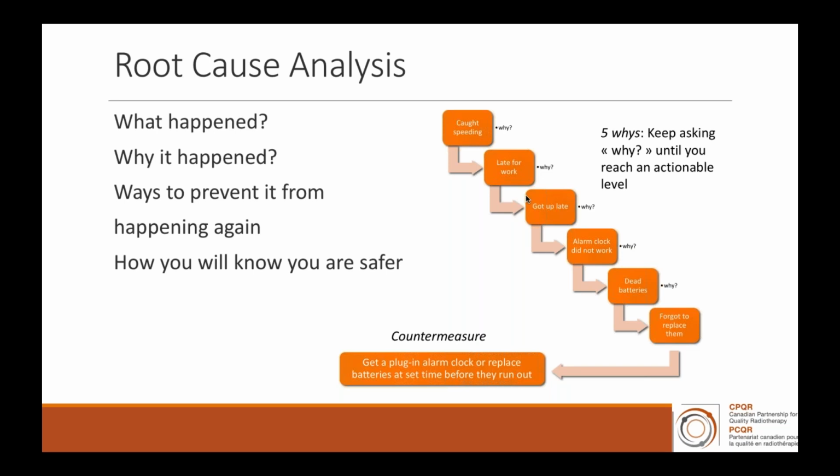Now we go to the next why. Why did I get up late? My alarm clock didn't work. Why didn't it work? Because the batteries were dead. Why? Because I forgot to replace them. So this is getting close to a cause that is actionable. So the action from this series of whys might be this countermeasure, either to get a plug-in alarm clock or replace batteries at a set time before they run out.